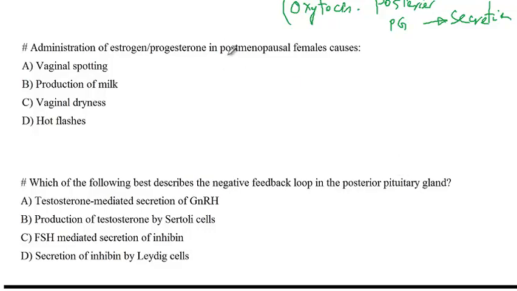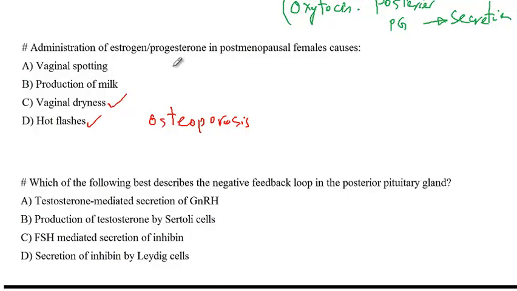So first, let me answer what happens in postmenopausal females. Since there is a decrease in estrogen production, these patients can present with hot flashes, vaginal dryness, as well as risk of osteoporosis due to decreased estrogen production. And this osteoporosis is making their bones more fragile.